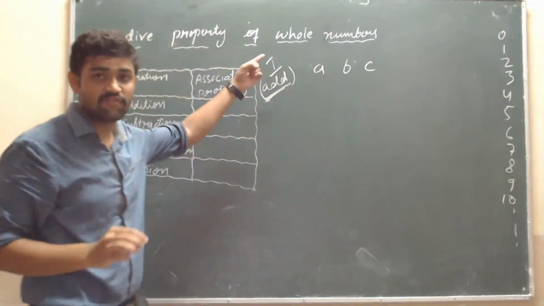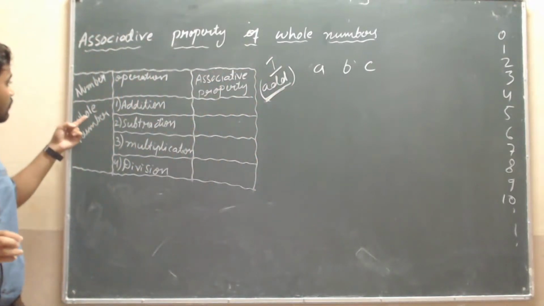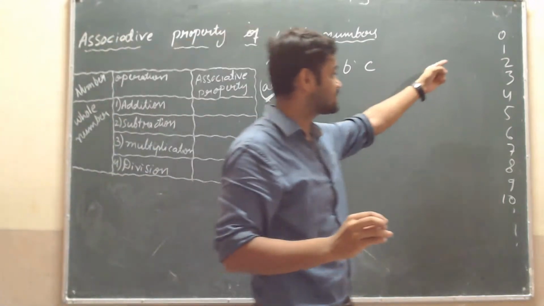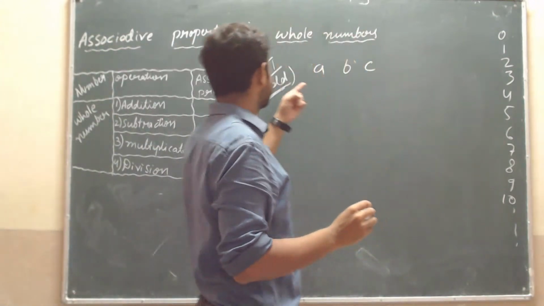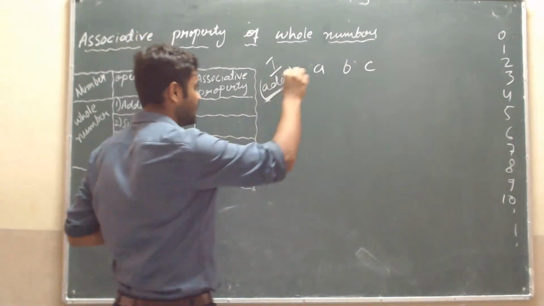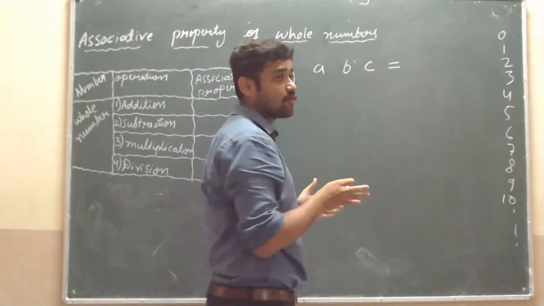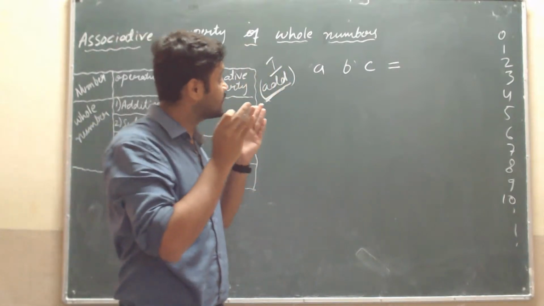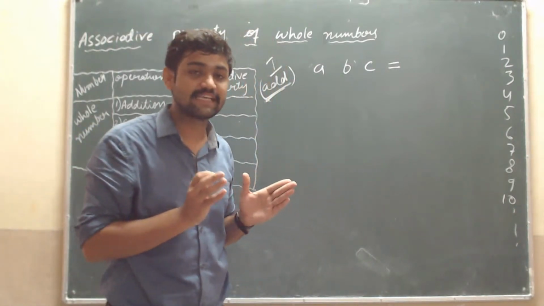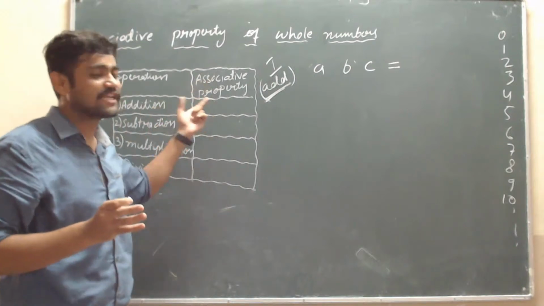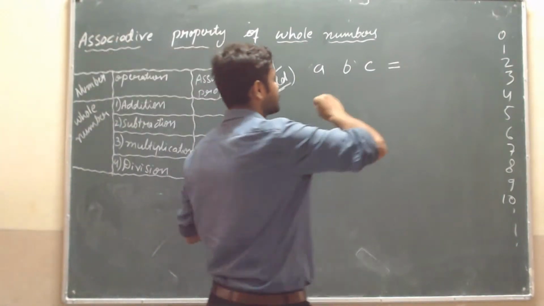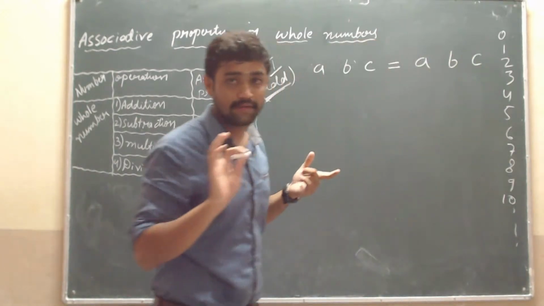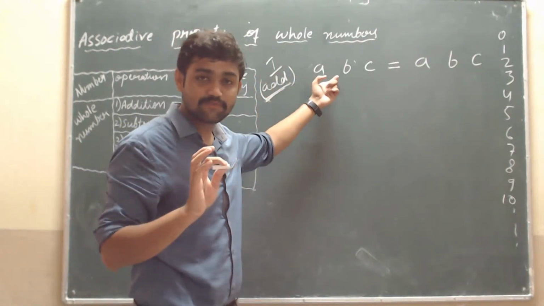First we check that these are whole numbers. See here, these are examples of whole numbers. The first operation is addition. Then both sides must be equal for the associative property. If the associative property is obeyed, then we can say that whole numbers are associative under addition. Now check, same as it is, A, B, C. The operation to substitute here is plus.